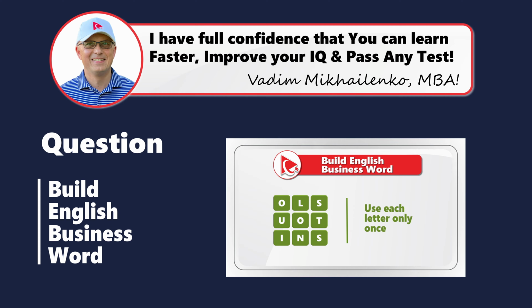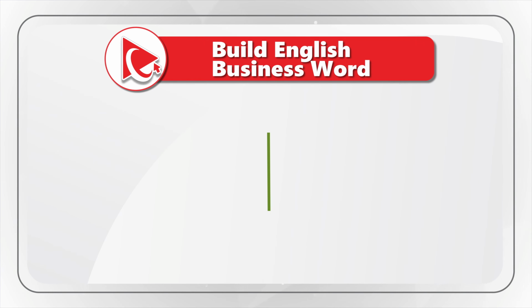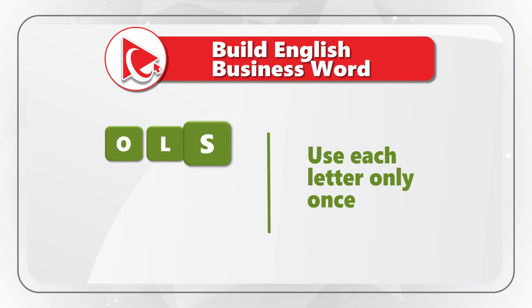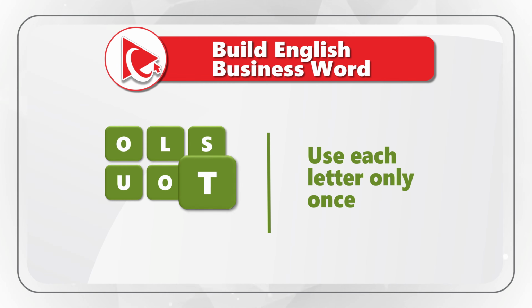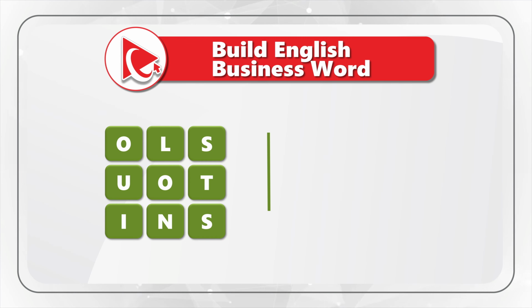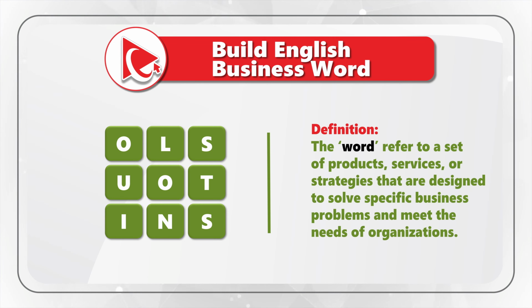You're presented with 9 letters of the English alphabet and you need to build an English business word. The letters are O-L-S, U-O-T, I-N-S. Take a close look to see if you can construct an English business word. I am going to give you a quick hint. The word refers to a set of products, services, and strategies that are designed to solve specific business problems and meet the needs of organizations.